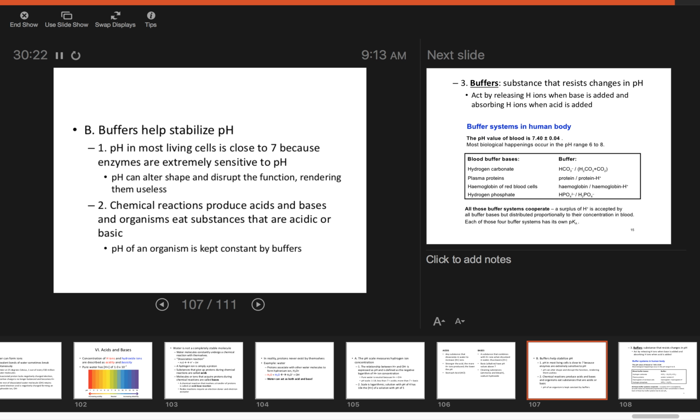And so when we talk about proteins, we're going to look at how proteins can fold and change shapes when their environment changes. So as a result, you change the shape, the enzyme doesn't work properly anymore. They might be useless, I don't know, and then they don't work. Chemical reactions produce acids and bases, and organisms eat substances that are acidic or basic. So it's really important that we have buffers inside our system that help us keep us around 7.